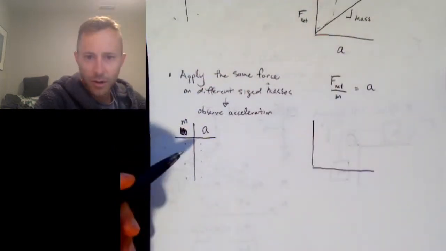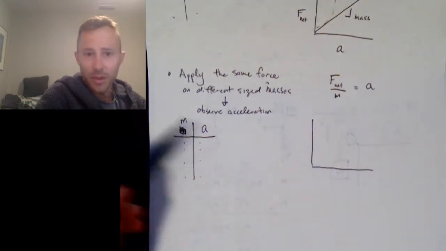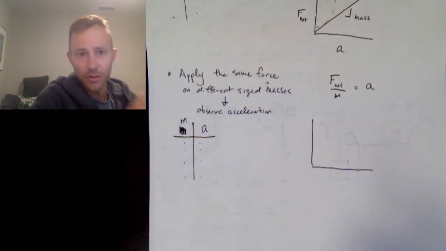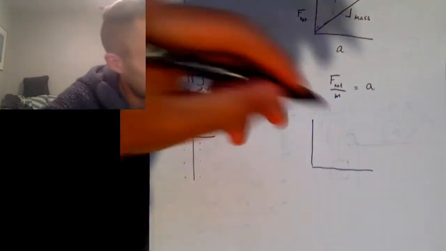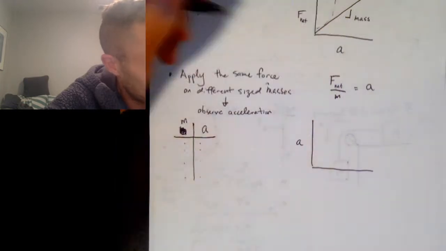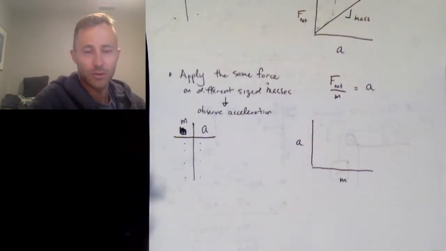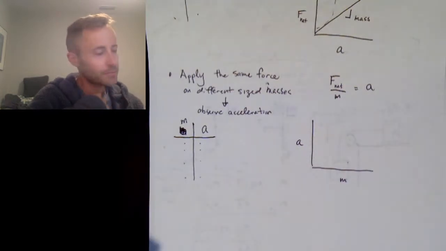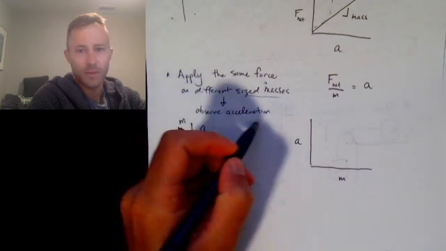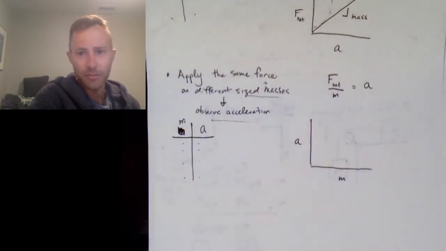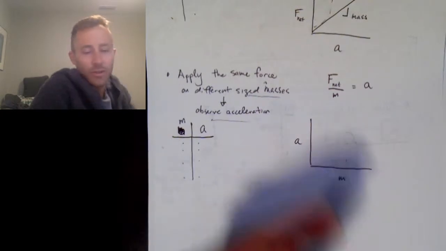So when you make a graph, remember the variables on the axes are the two variables that you measure in the experiment. Okay? So you would have acceleration and mass, because those are the two things that you dealt with in your experiment. You have different size masses, and then you have an acceleration.